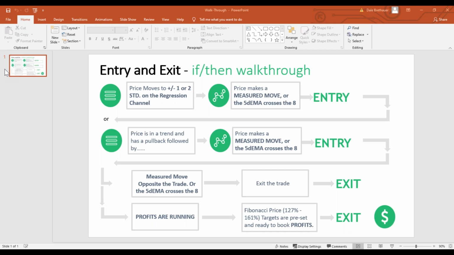Now, if we get a measured move opposite the trade, or the 5 crosses the 8, that is going to be an exit of the trade with a loss. Yes, indeed, we do have losses. We'll have a string of losses. One of the important things, and you'll see that in the exercise I'm going to talk about today, is if you've got a positive expectation trading strategy, and what I teach you guys is a positive expectation trading strategy, your job then is to learn it and execute it and not second guess it.